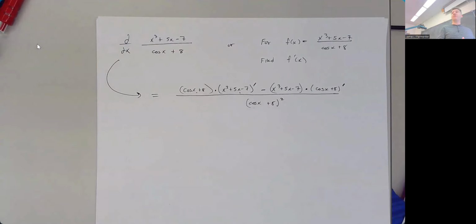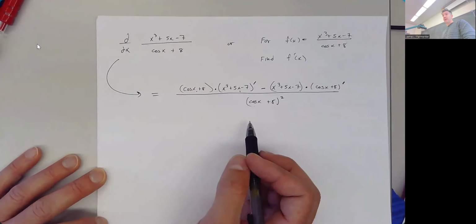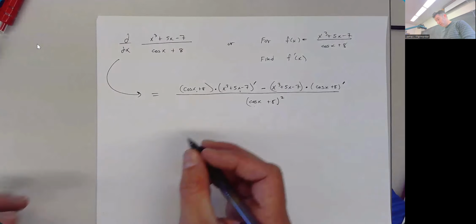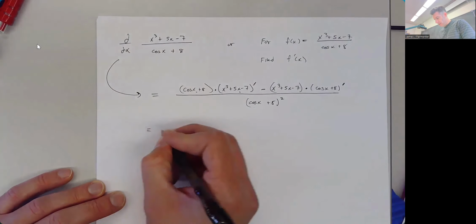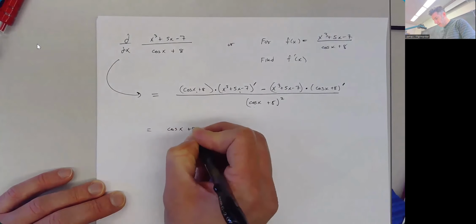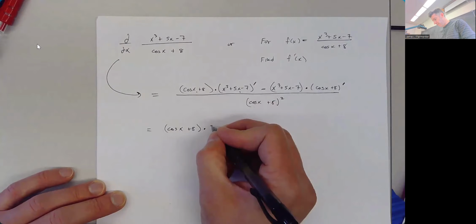People have their own preferences. You can do it your way. I can do it my way. We're doing the same thing. But we can't just leave it like this, right? Because we actually haven't finished the problem. So we do actually have to find the derivative of this and the derivative of this to finish the problem. So let's write this as cosine of x plus 8 times 3x squared plus 5.